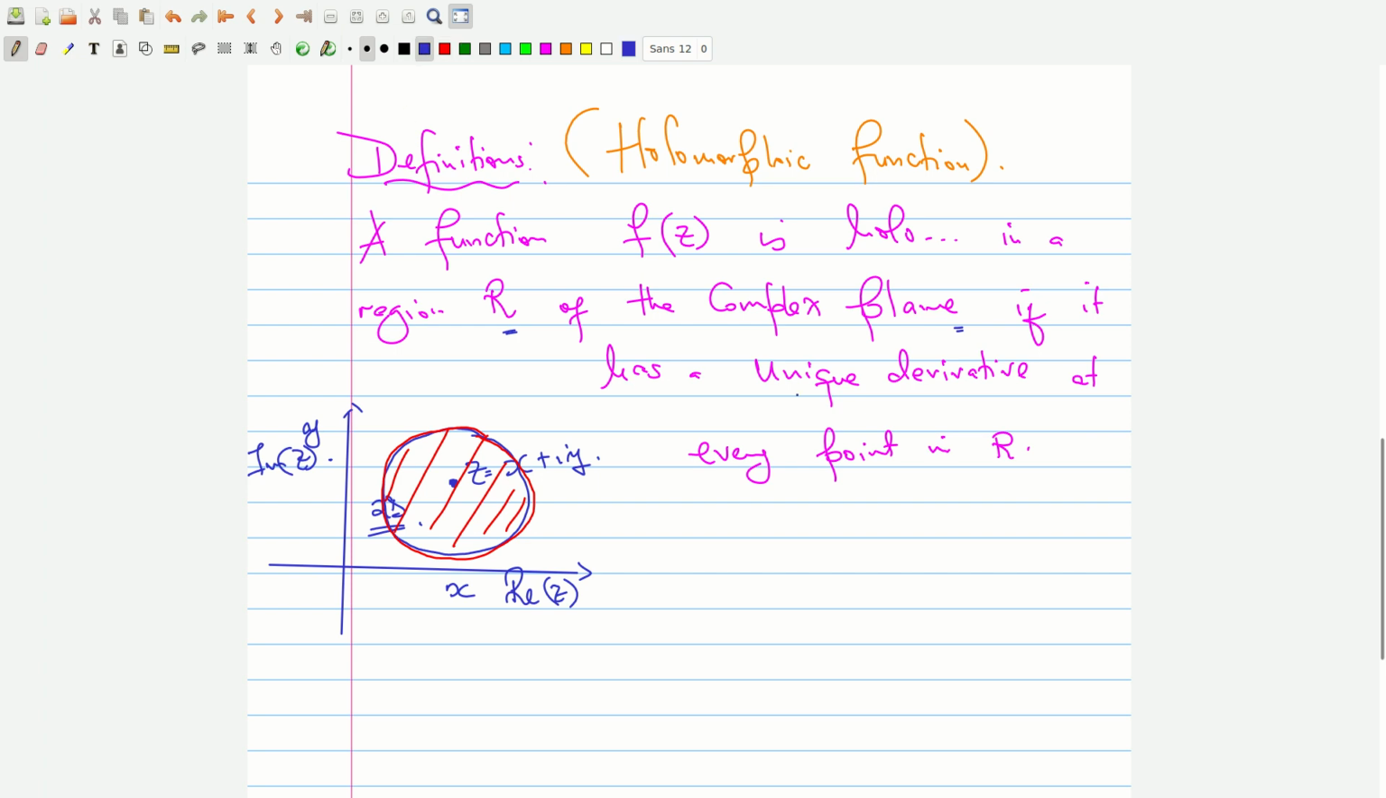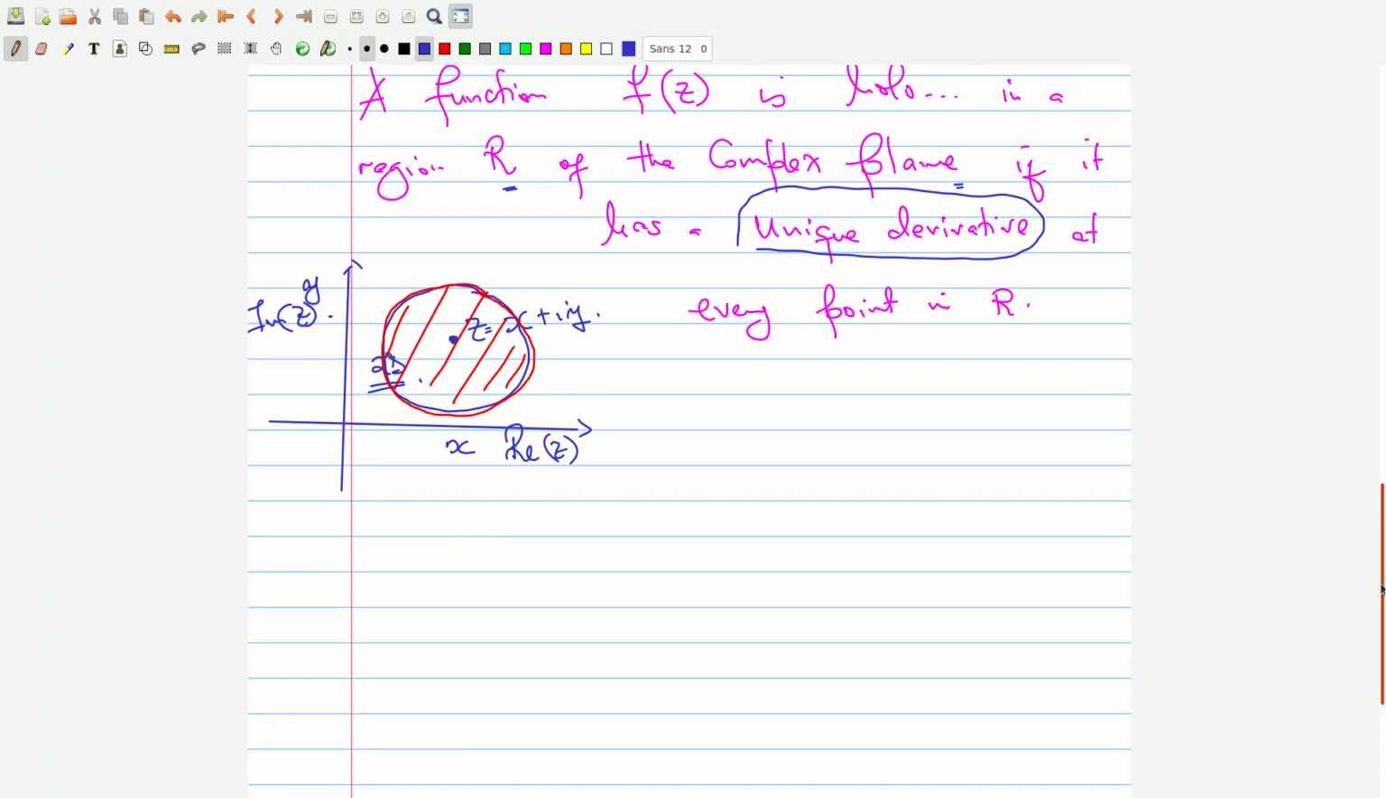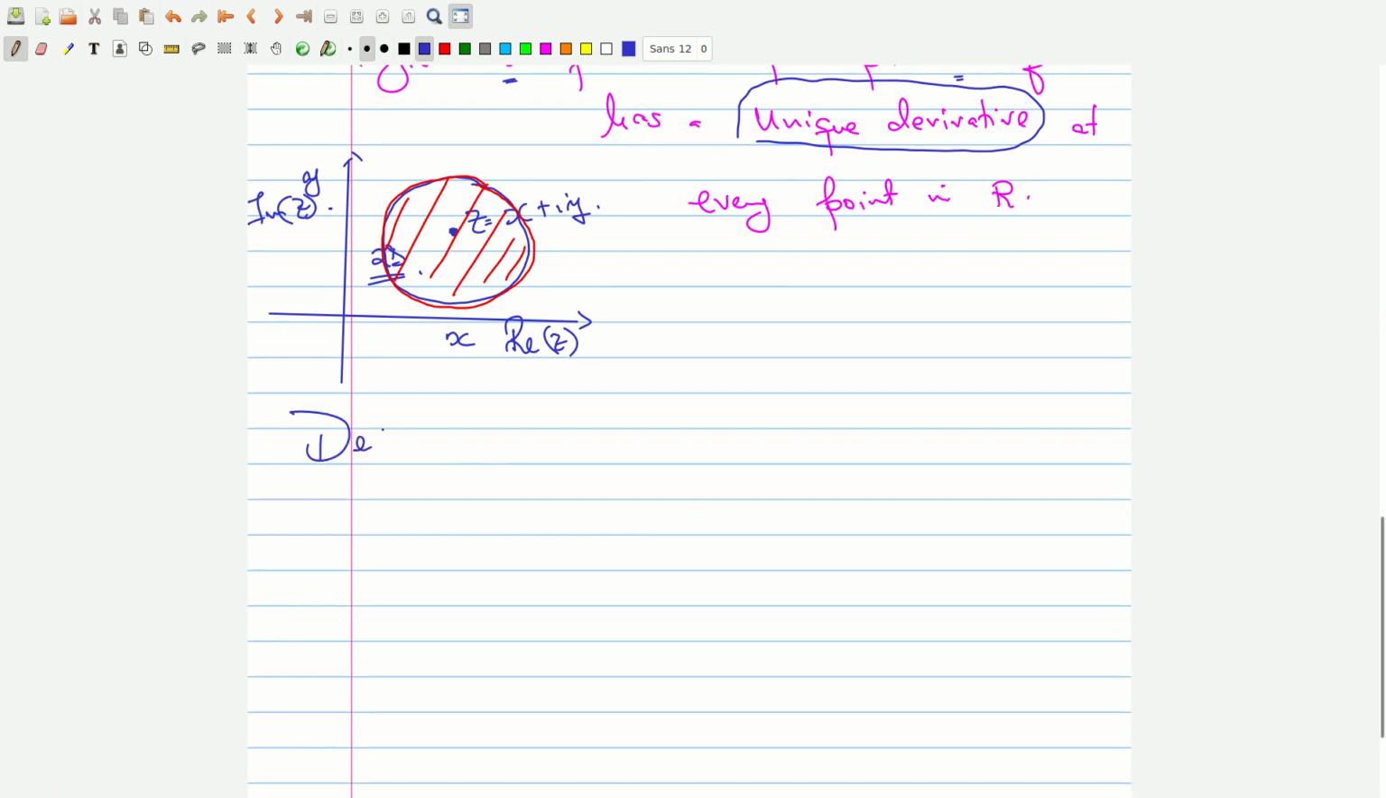So we talk about it having a unique derivative, but do we know what a derivative of a complex function is? Well, not yet. Perhaps you know, but I have not yet discussed it here. So let us define what the derivative of a complex function is. Well, I want us to recall something here.